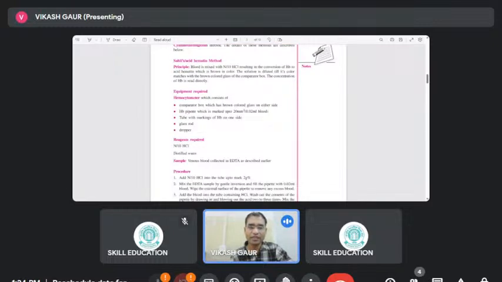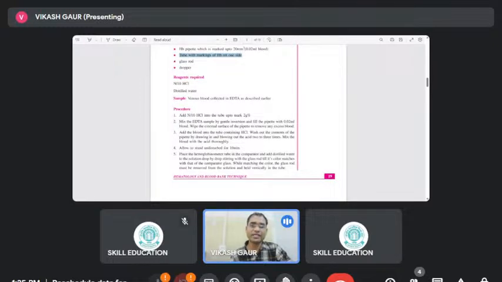These are the equipment. The comparator box we require, the HB pipette is required, and a tube with marking of HB on one side. This tube is required for the main purpose. We mix N/10 HCl, hemoglobin and water in this tube, so three components will mix in the tube. First, we will add N/10 HCl. Second, we will add blood, and third, later on we will mix distilled water drop by drop.